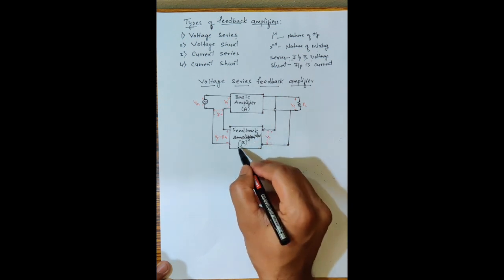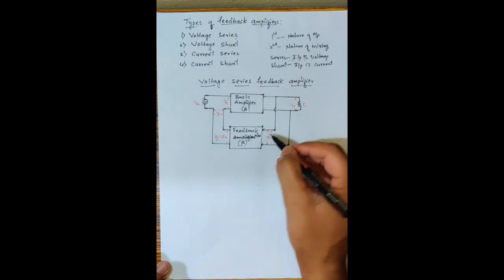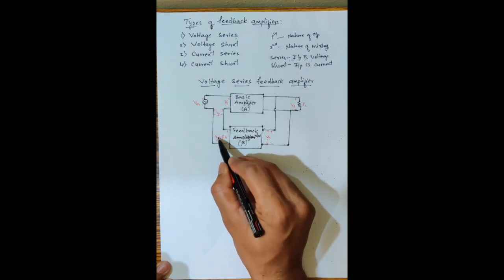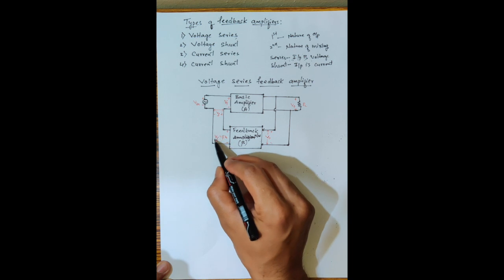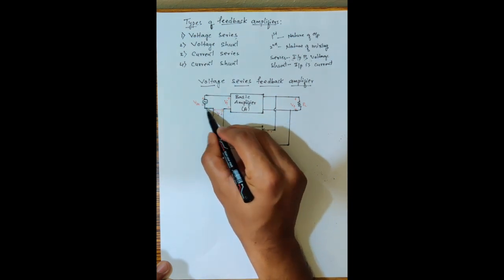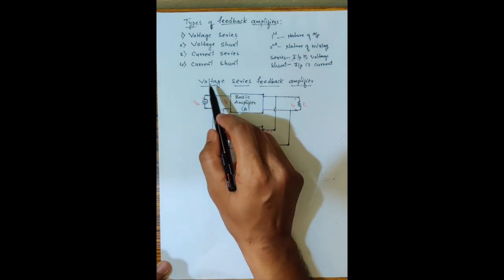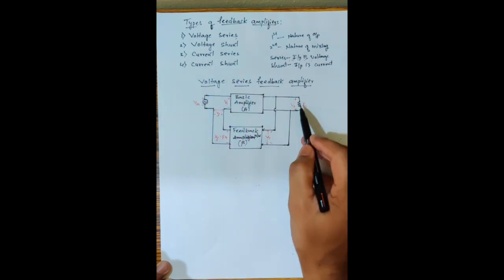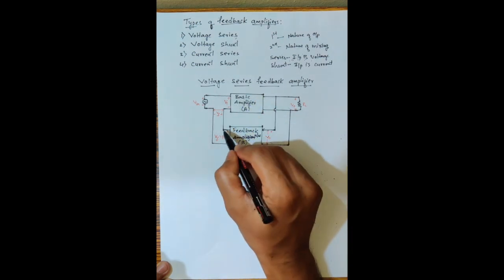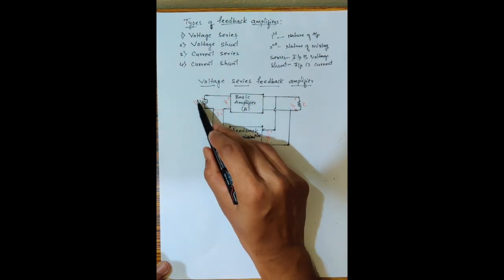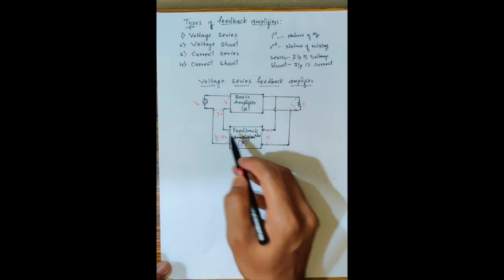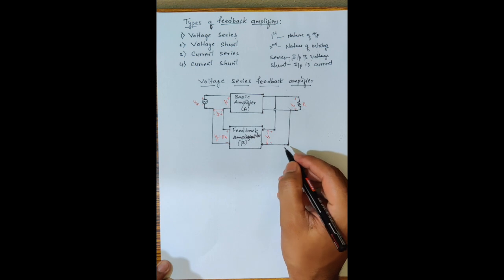Input for this feedback network is V output, and the output of the feedback network is Vf. So this is nothing but the fraction of output voltage, which is connected in series with the input voltage. Since it is a voltage series, the output of this feedback amplifier is voltage, taken across RL. And the nature of mixing: the fraction of output voltage and the input voltage are connected in series here. So this is the circuit diagram for the voltage series feedback amplifier.